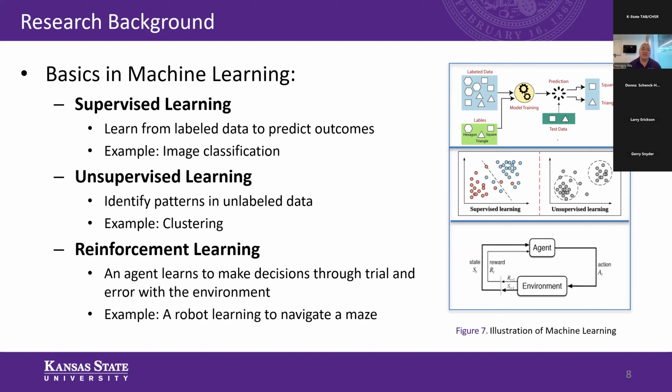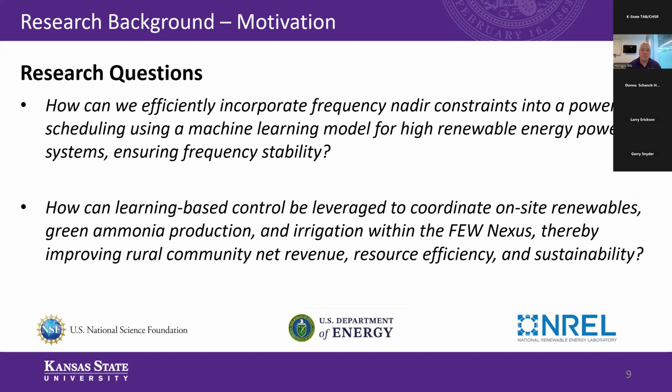The second one is unsupervised learning. The last one is reinforcement learning. So in this presentation, our work focused on the first and third one, for the prediction and for decision making in real-time systems. Basically, our work is motivated by answering two research questions.